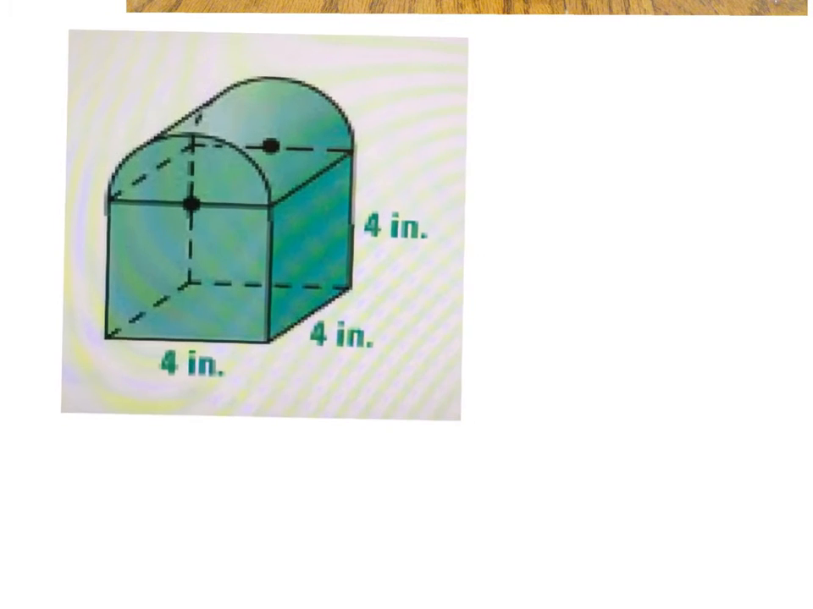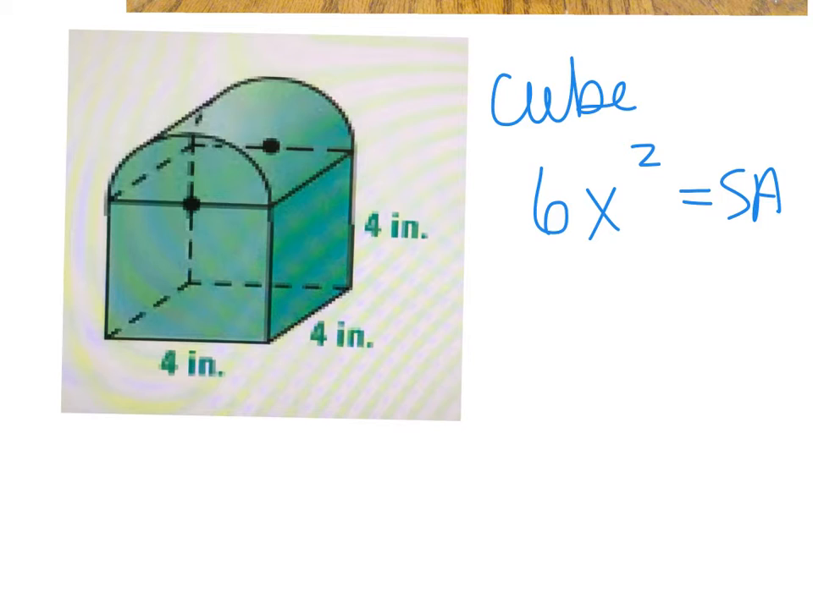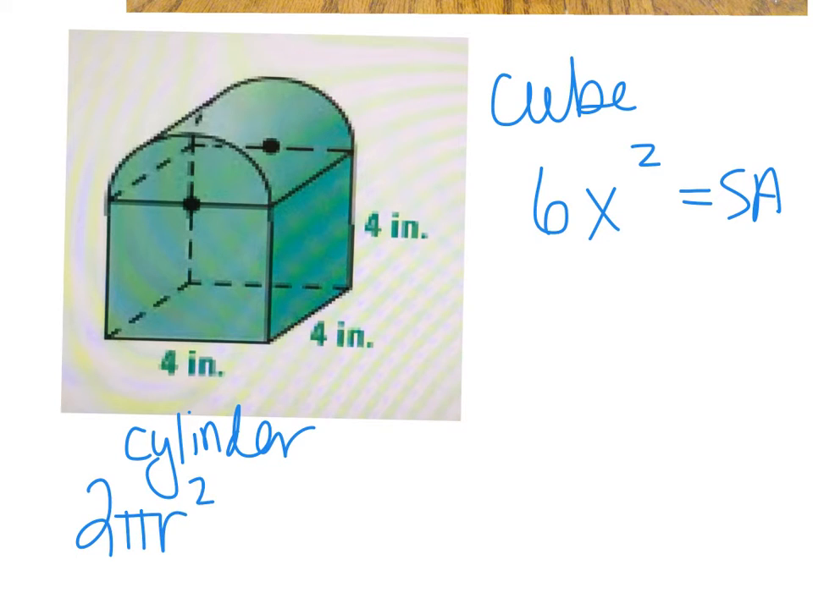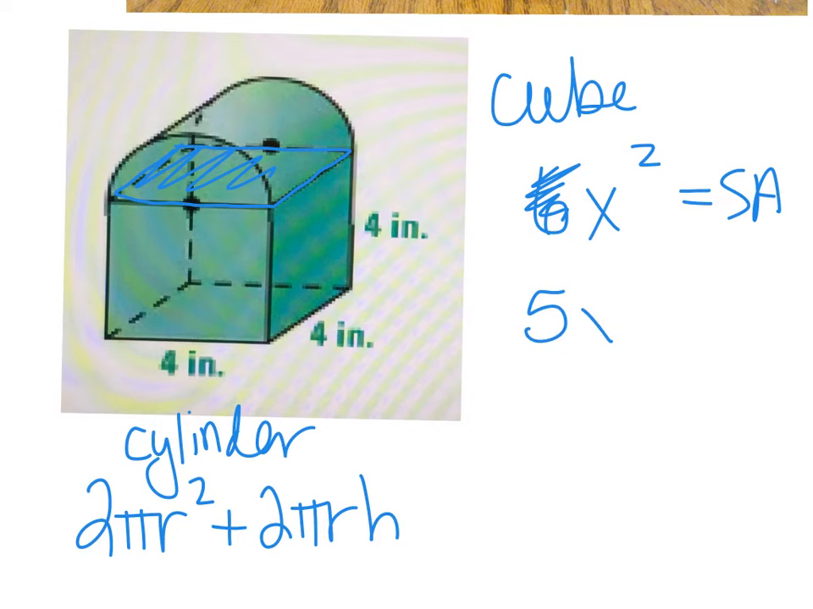Now we have two things here. We have a cube, and a cube is 6x squared for the surface area, specifically for a cube. And then there's the cylinder, which again is 2 pi r squared plus 2 pi r h. Now as the video said, we can't touch all 6 surfaces of the cube. We are missing this top part here. So there are not 6 sides, but rather 5 sides to this cube that we are able to touch.